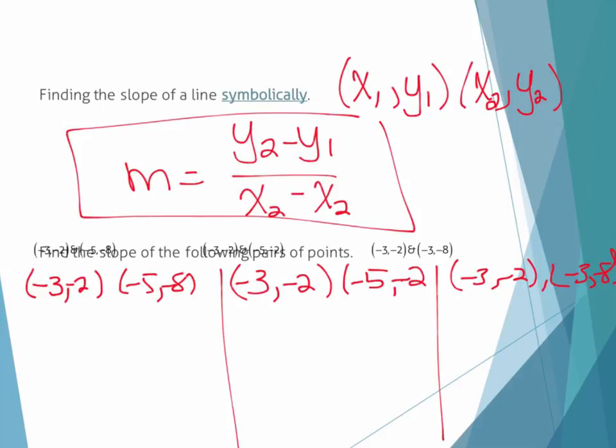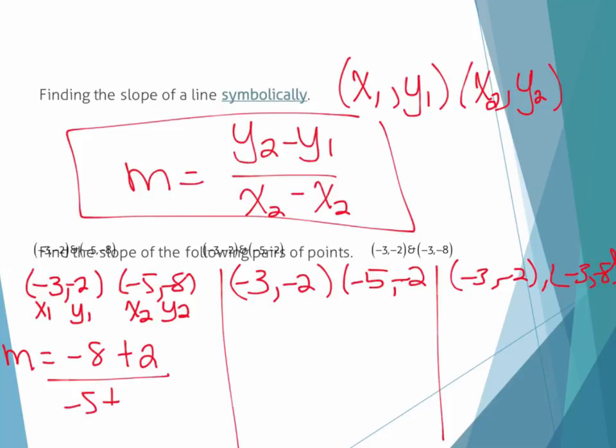All right, so let's find the slope of the first one. You might want to mark it x1, y1, x2, y2. So I have -8 minus a -2, so that changes to a positive, divided by -5 minus a -3. So my slope is -6 over -2, which reduces to 3. We always want to reduce our values completely.